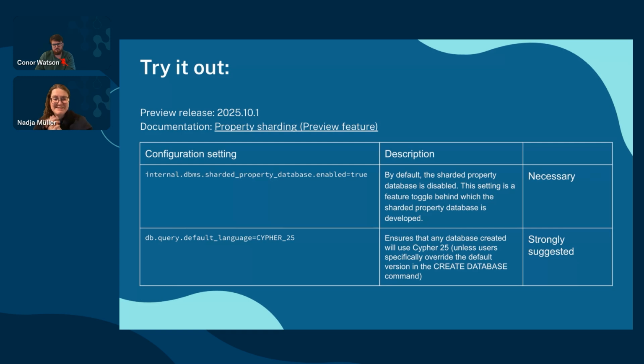So this is our last slide. If you're interested in property sharding, please go and try it out. The preview release is out, and it's on 2025.10.1. The documentation is also published, and you can find it in the operations documentation from Neo4j. The only thing to keep in mind if you want to test it is that there's a mandatory setting that you need to enable, sharded property database functionality, where all the Cypher commands are also behind. And we also recommend you to set the default language to Cypher 25.